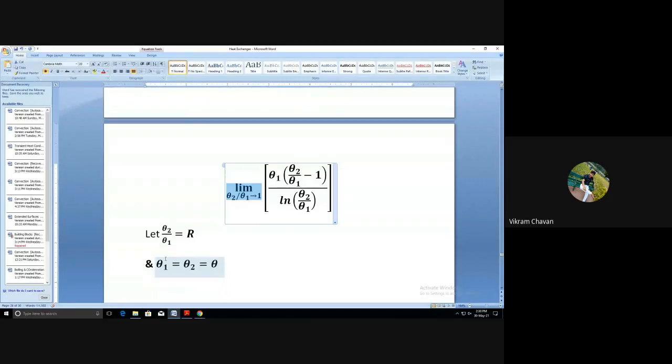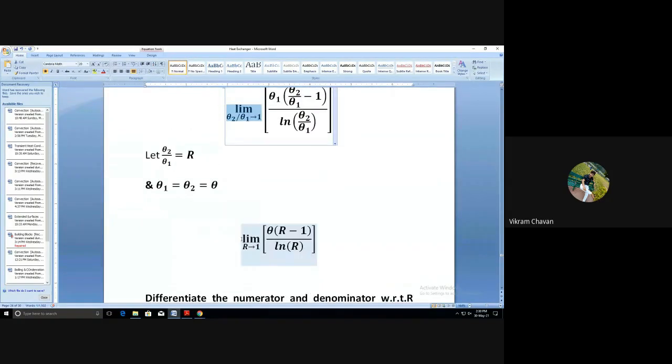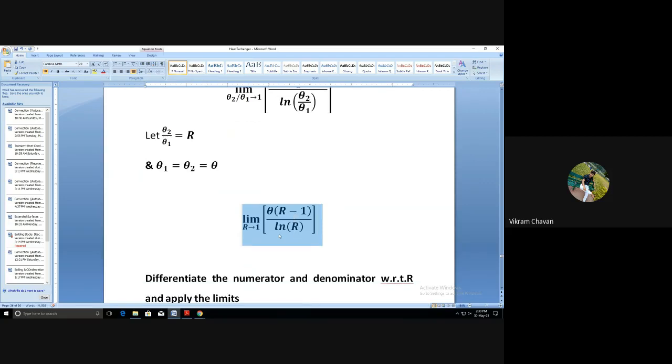Okay, theta 1 is equal to theta 2, which is equal to theta, then our equation will get changed to the limit as r tends to 1, where theta 2 divided by theta 1 is r. Inside the bracket, theta 1 is theta, so we have put theta over here, and theta 2 divided by theta 1 is nothing but r, so inside the bracket r minus 1, and the whole divided by ln of r.